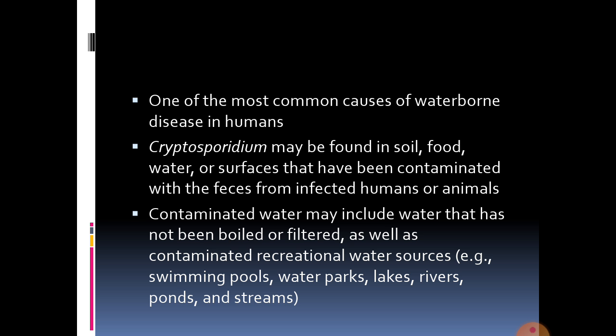Cryptosporidium may be found in soil, food, water or surfaces that have been contaminated with the feces from infected humans or animals. Contaminated water may include water that has not been boiled or filtered, as well as contaminated recreational water sources. Example, swimming pools, water parks, lakes, rivers, ponds and streams.